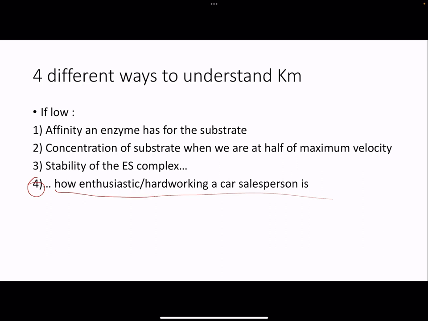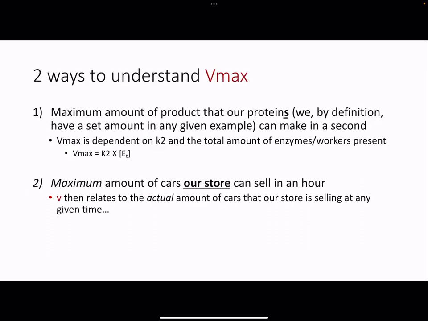Like how eager are they to find a customer and try to make a sale, right? Now, that's way different than saying they're actually good at making a sale, right? They might be eager, but just a terrible salesperson, right? So let's disentangle those two concepts.